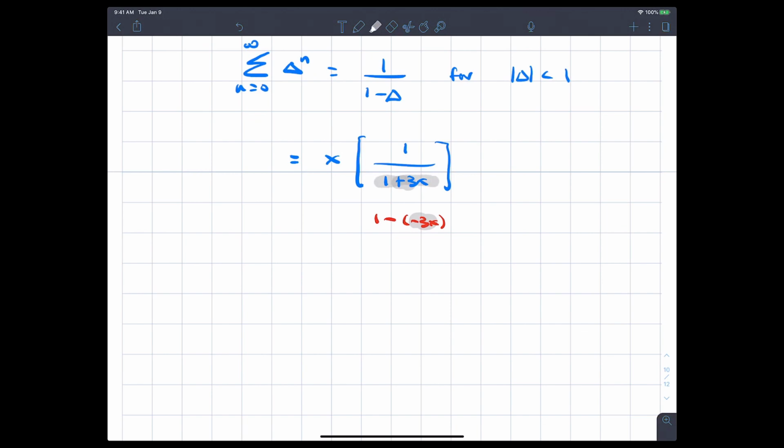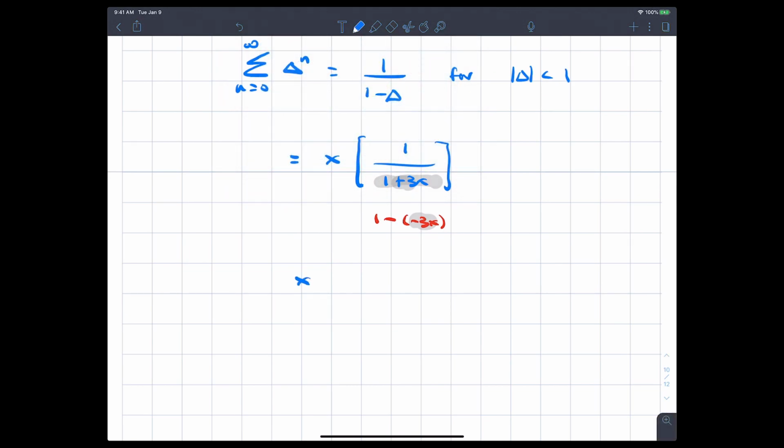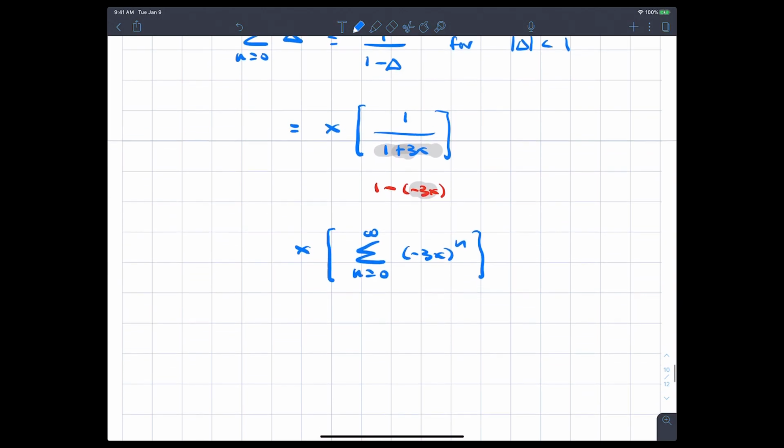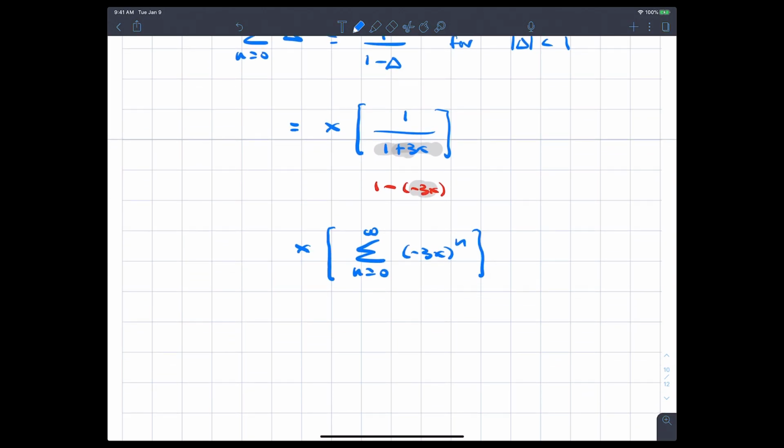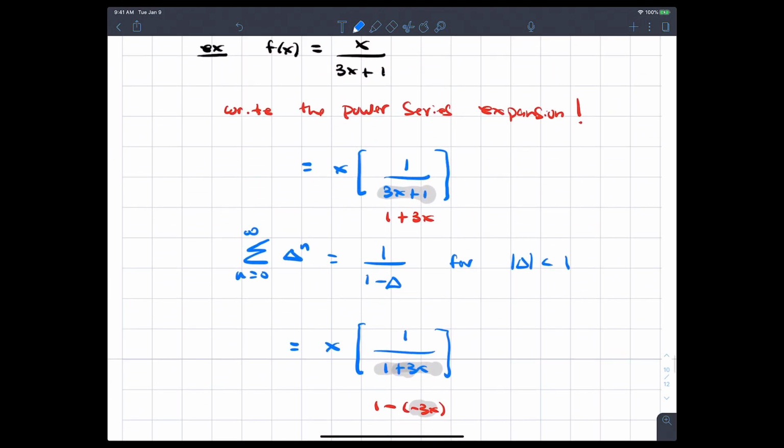So we're going to write this whole portion as 1 minus a minus 3x. So x times the power series expansion, summation n is 0 to infinity, negative 3x to the nth power here. Okay, so you're going to replace this down here. This is what's in the triangle. So we're using this idea. That always goes here.